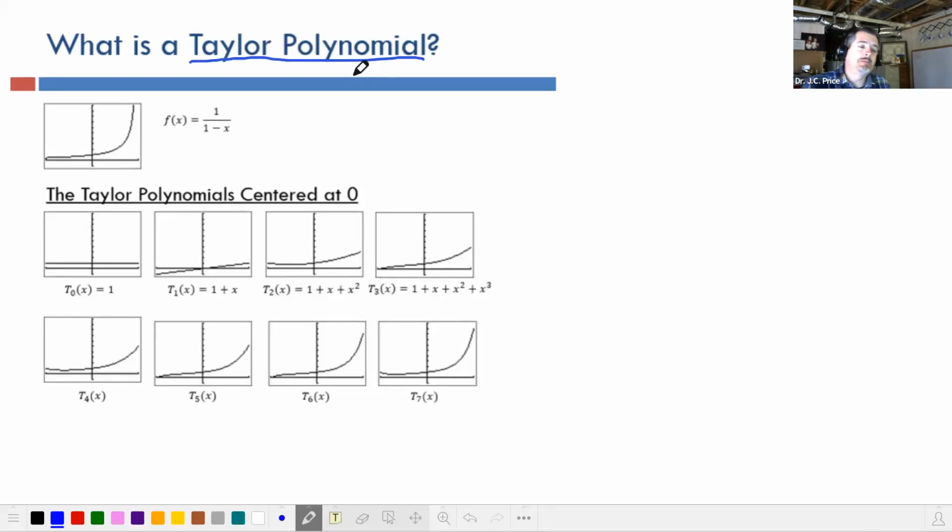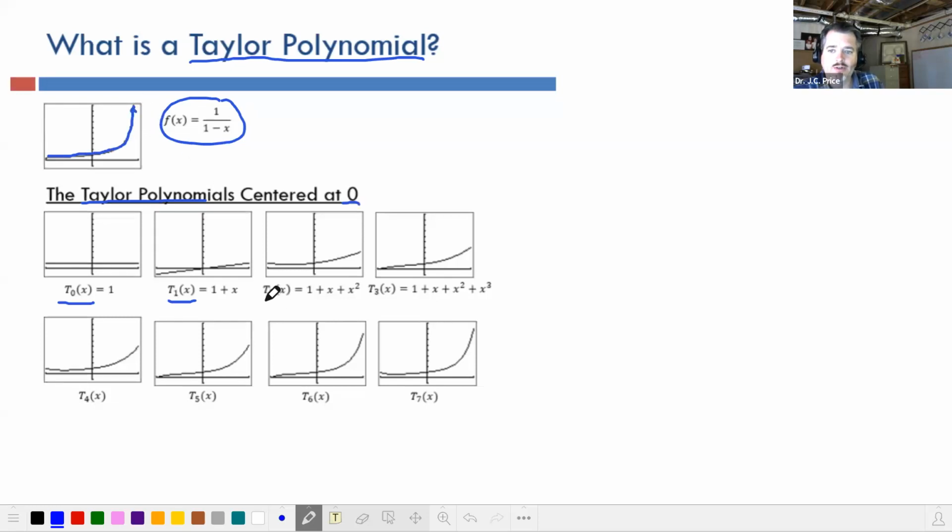Well, the idea is if you have a function, so here I have the function 1 divided by 1 minus x, you can actually create a polynomial to approximate that function. And so down here, I have what are called the Taylor polynomials centered at 0. This is the 0 Taylor polynomial, and then this is the first polynomial. And what you want to notice is over here, there's the graph of my function.